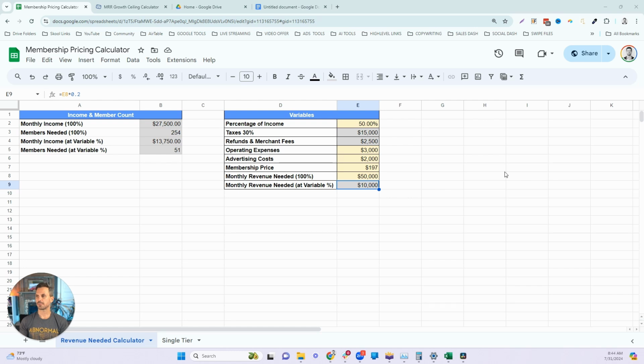All right, let's start playing around with some numbers to see how much revenue we need to generate in order to hit the income goals that we set for ourselves. So the first thing that we need to do is figure out what percentage of our total income we want our high-level community to actually make up.